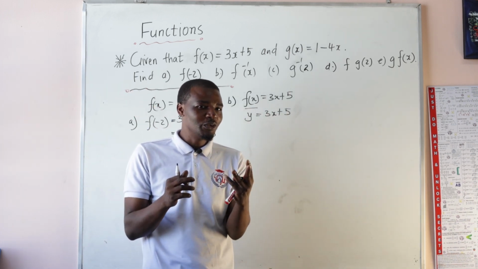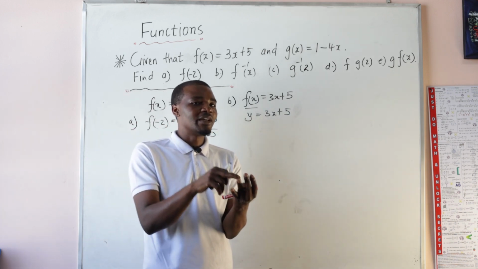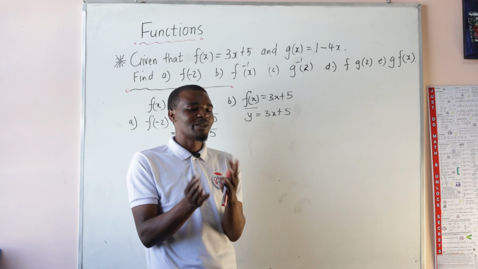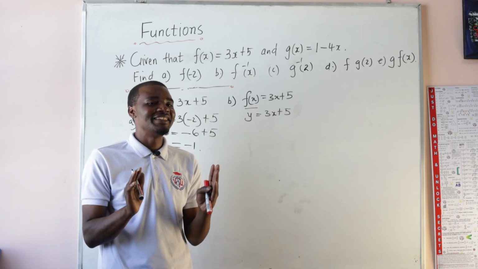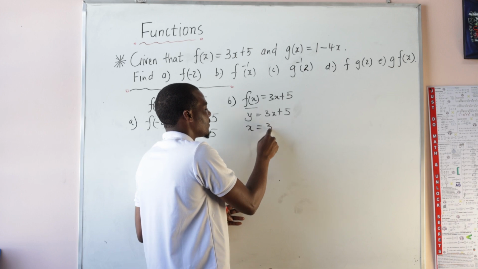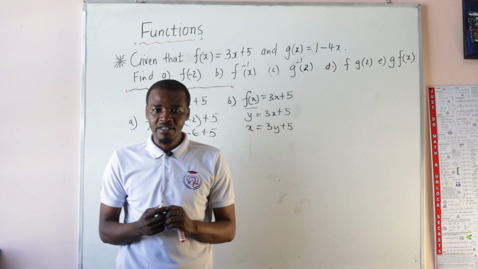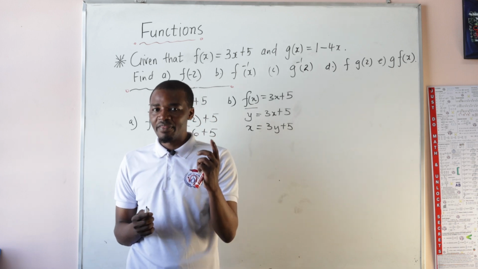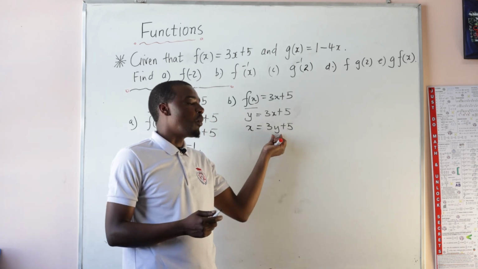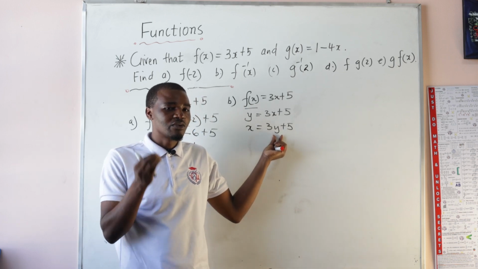Then step number 2, you need to swap the variables. Wherever there's y, you replace with x, and wherever there's x, replace with y. So this is going to be x is equivalent to 3y plus 5. We've exchanged the variables at that point. Then step number 3, you now need to make y the subject of the formula. In other words, you need to solve for y.